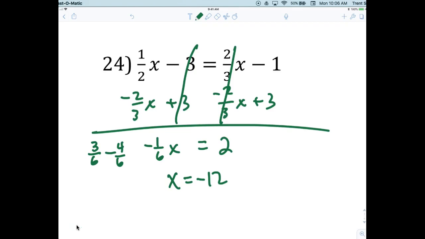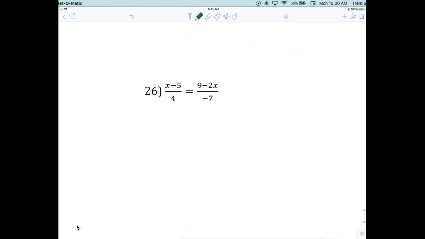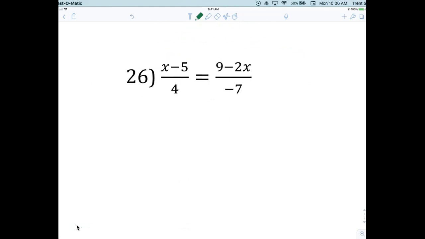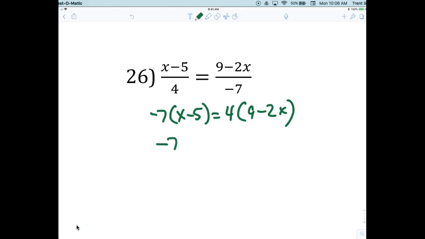Everybody good? All right, here we go. 26. We have a proportion here. Whenever we have a proportion, we just do what? Cross multiply. So, -7 times x minus 5 equals 4 times 9 minus 2x. Distribute. -7x plus 35 equals 36 minus 8x. Is everybody okay with that? Now I do what? Add 8x, minus 35.